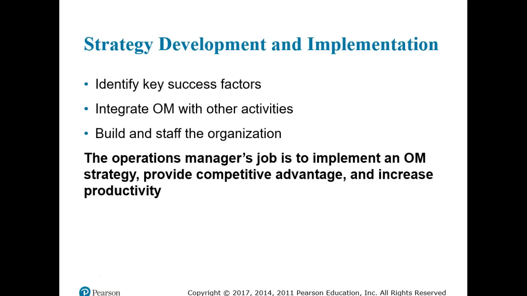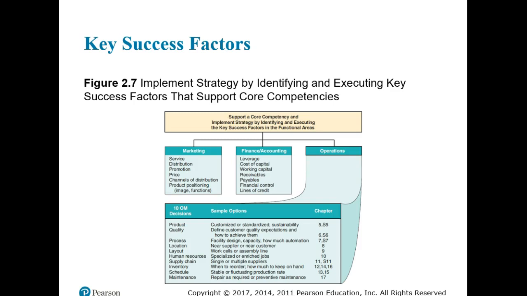The operations function is most likely to be successful when the organization's strategy is integrated with other functional areas of the firm, such as marketing, finance, human resources, information technology, and so forth. And the 10 operations management decisions typically include the key success factors. This slide, figure 2.7, identifies potential key success factors for marketing, finance, and operations. The 10 operations management decisions provide an excellent initial checklist for determining key success factors and identifying core competencies within the operations function.